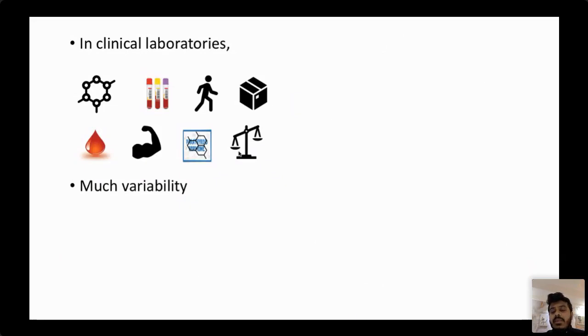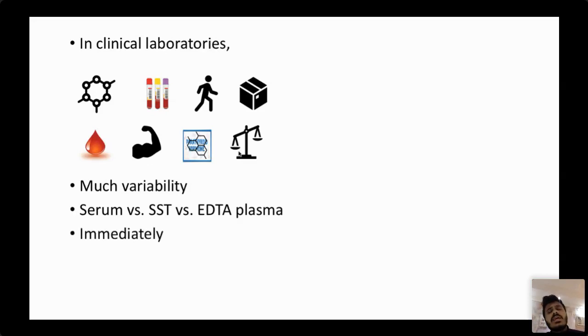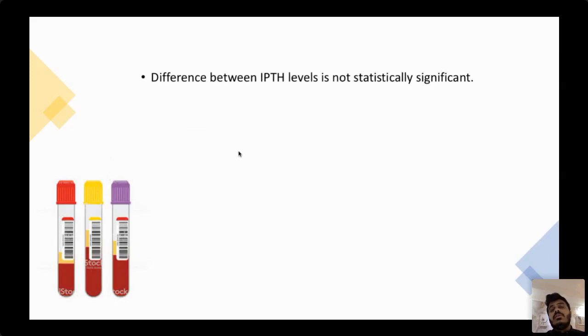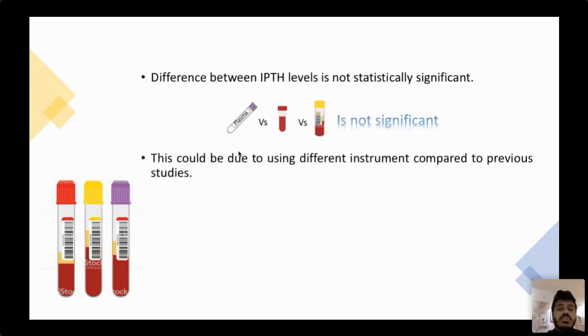We found in the previous study much variability regarding the tube that can be used to measure intact parathyroid hormone freshly. Actually, the optimum protocol in the clinical laboratory is to do any test immediately, but this cannot be achieved by many laboratories due to factors such as budget. So we investigated the effect of tube additives on intact parathyroid hormone, and we found no significant difference between the 3 types of tubes.